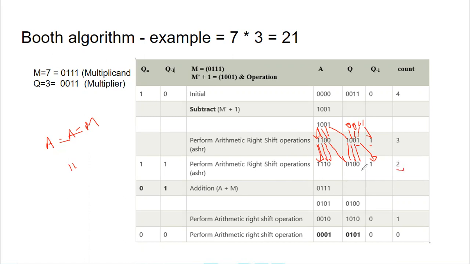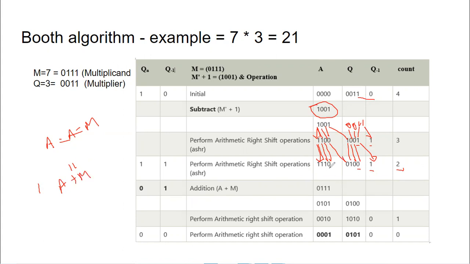Then again we check the value. Here we have 0 and 1. When we have 0 and 1, we have to do A minus M, which is nothing but A plus the 2's complement of M. Okay, sorry. It is only when it is 1, 0 that you have to do A minus M. This is 0 and 1, so you have to just add A plus M, not the complement of M.